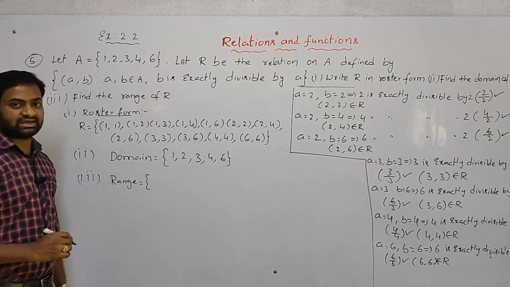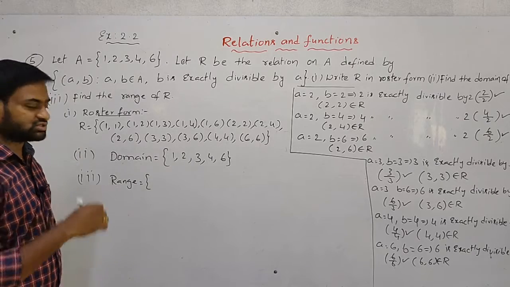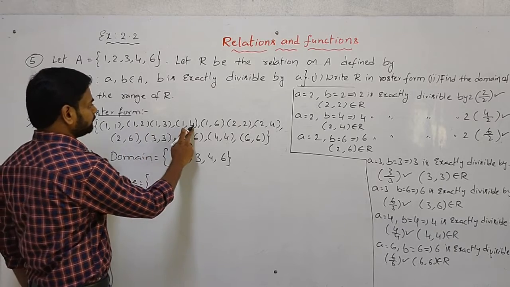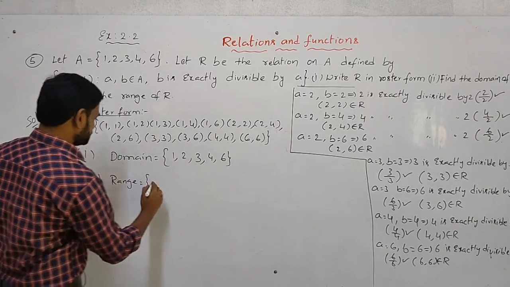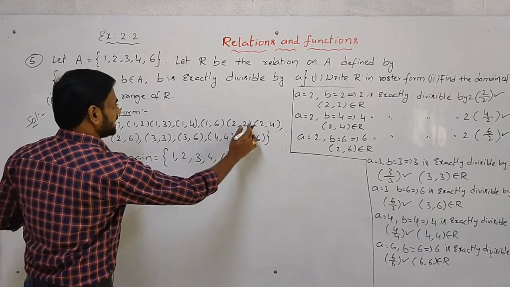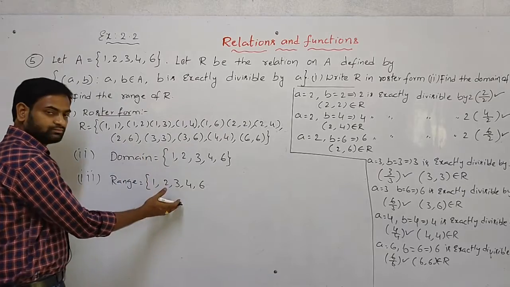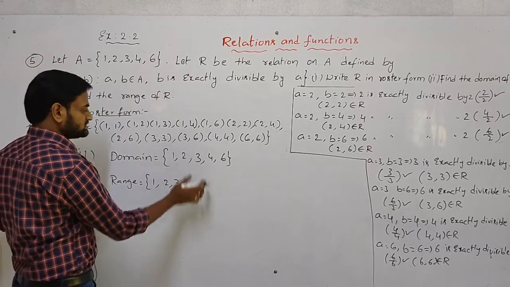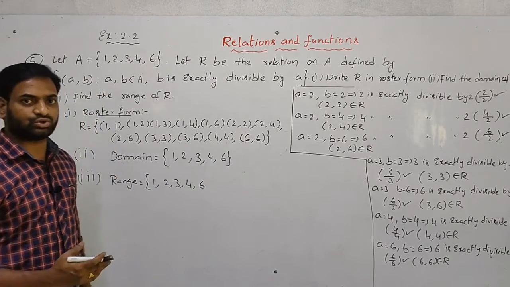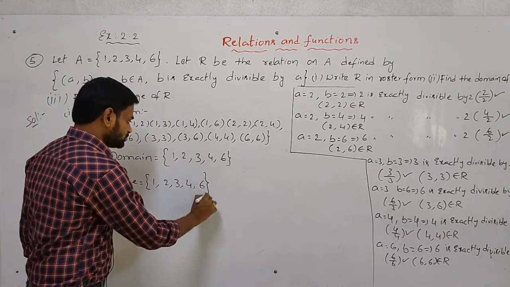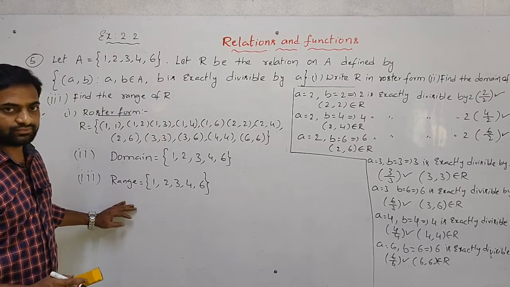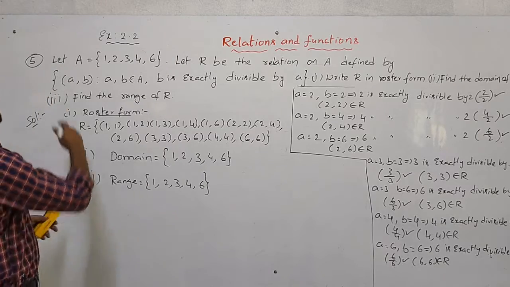The set of all second elements which are in the relation: 1, 2, 3, 4, 6. Again 2 is there, 4 is there, 6 is there. Again 3 is there, 6, 4, again 6 is there. If the elements are repeated also, it is counted 1 time only. So close the bracket. So that is the domain and range. So this problem is most important.